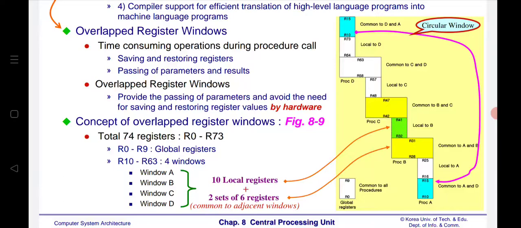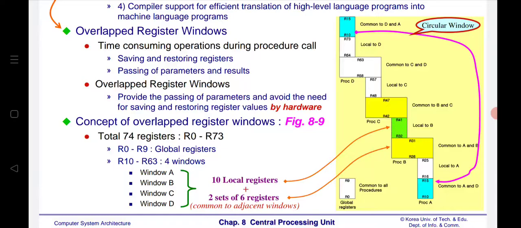If I'm using separate memory locations, procedure A in one location, procedure B in a separate location, C separate, D separate, then each and every time I need to save and restore the register values. Passing the parameters from one procedure to another will also be a very big headache. So by using this overlapped register window technique, I can provide passing of the parameters and avoid the need of saving and restoring the register values. Okay, so that is the main advantage of the overlapped register window.